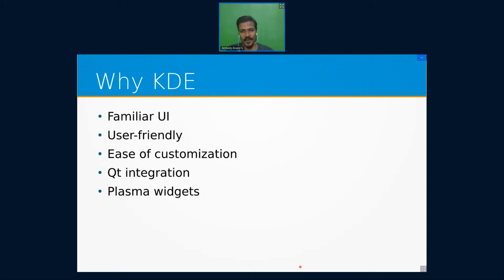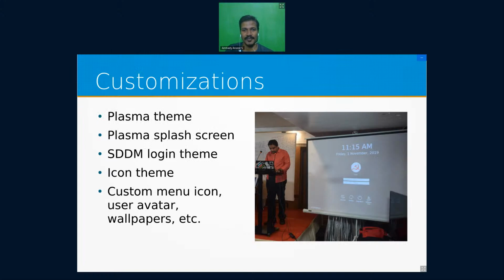And KDE provides Plasma widgets, which is another cool feature. So what we customized a lot is around the Plasma theme. We customized it to make it unique, to give the branding for Janayugom. From boot animation to wallpaper and theme, we changed a lot to match the branding of Janayugom. And they were very happy with it.